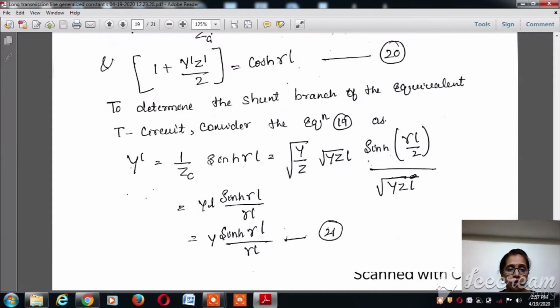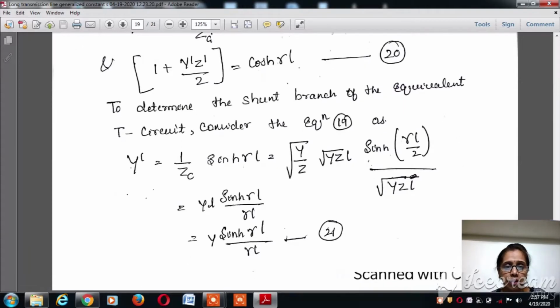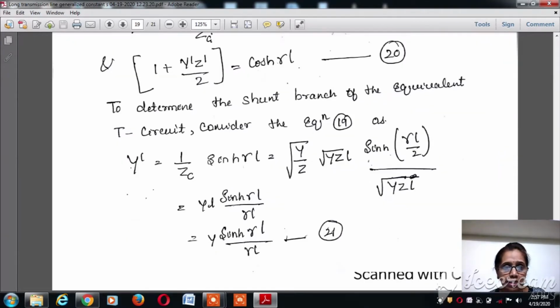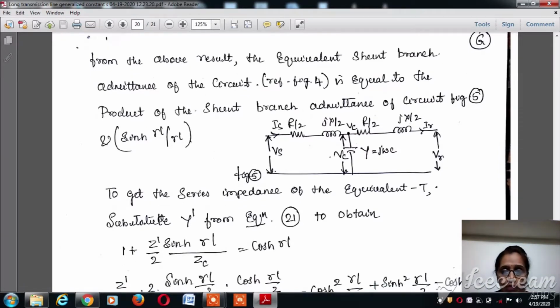Now we have found out that the shunt branch of the equivalent T circuit is nothing but equal to y into sinh gamma L divided by gamma L. From this result, we can write the equivalent shunt branch admittance of the circuit. Y is equal to j omega c, which is the product of the shunt branch admittance of figure 5 multiplied by sinh gamma L divided by gamma L.